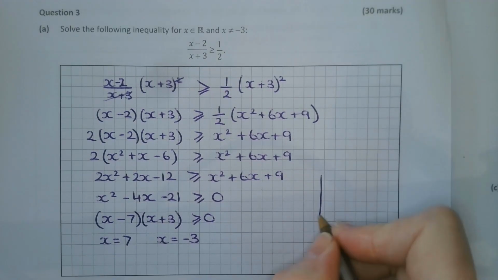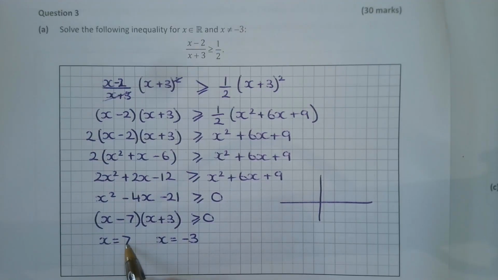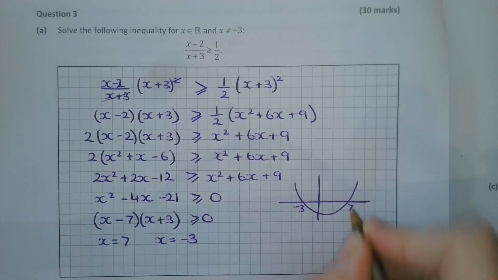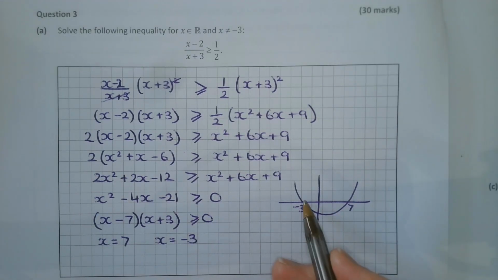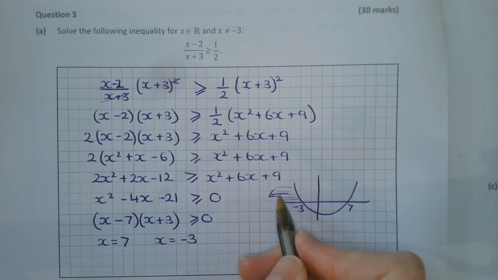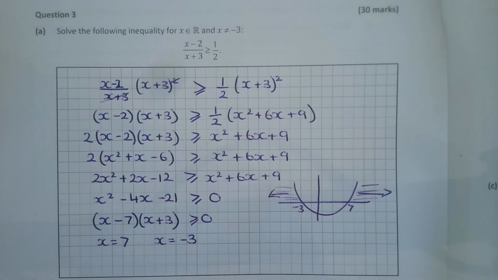A little sketch of what that would look like. So this quadratic here, it's a positive quadratic, and its solutions are 7 and minus 3. So it's hitting the x-axis at minus 3 and positive 7. And when we're talking about solving this quadratic, it's a quadratic inequality. That's where the quadratic is greater than or equal to 0, meaning above the x-axis. So everything above the x-axis will be continuing there to the left, and then over here continuing to the right.